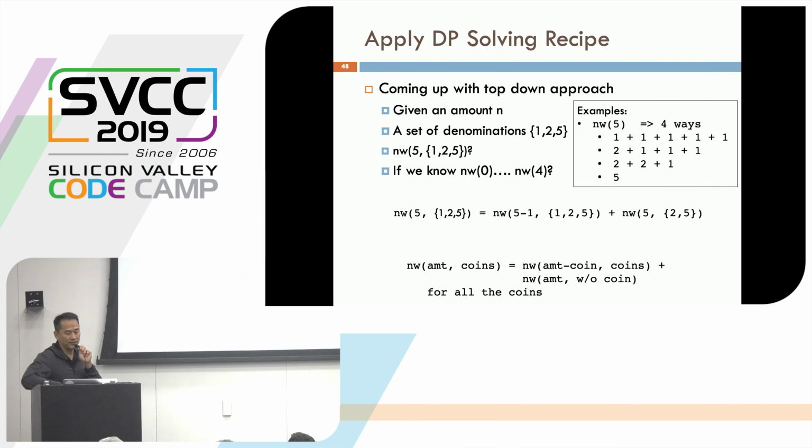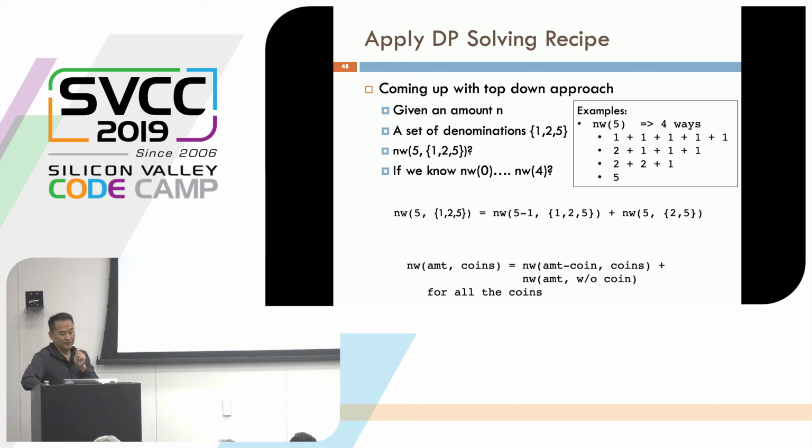So that translates to this formula of NW amount minus coin, with the same set, since I'm using 1 so they're including that, plus without that coin of 1. So it gets more complex, right? For all the coins, I would do that.